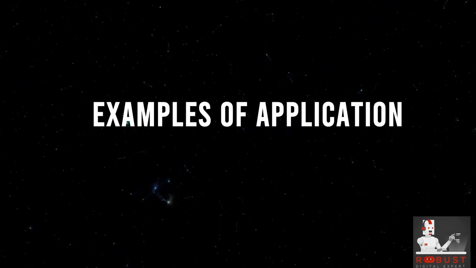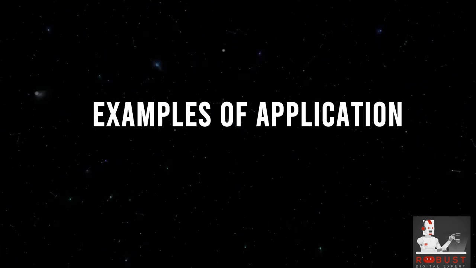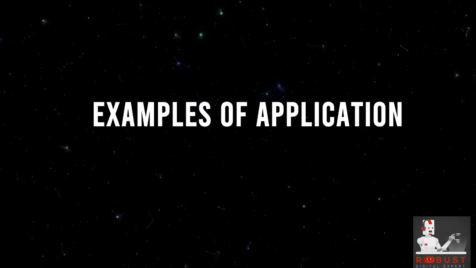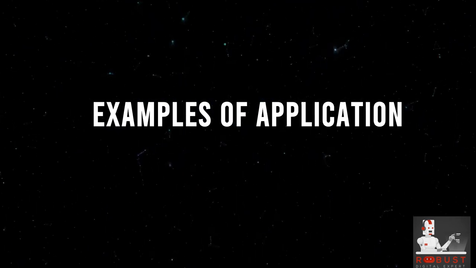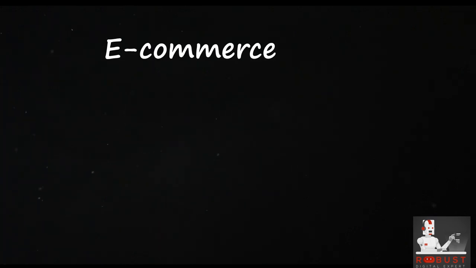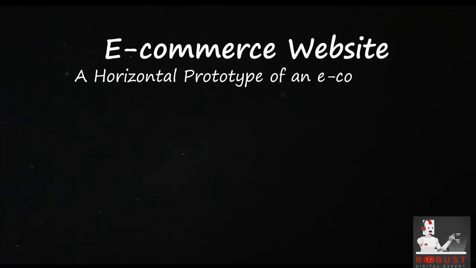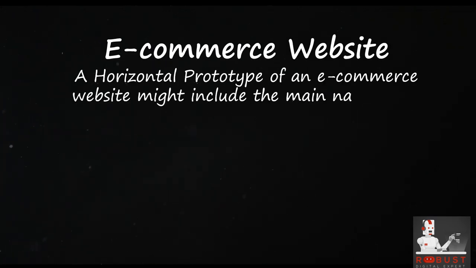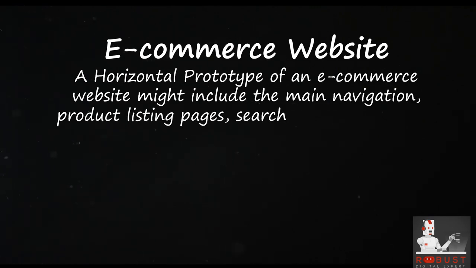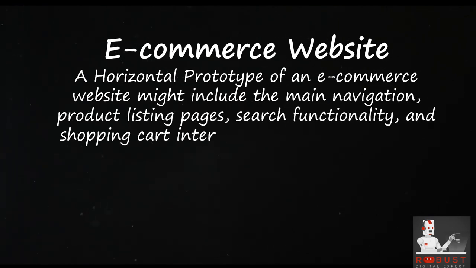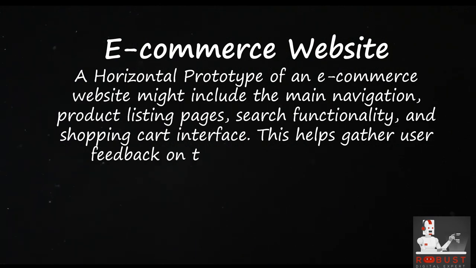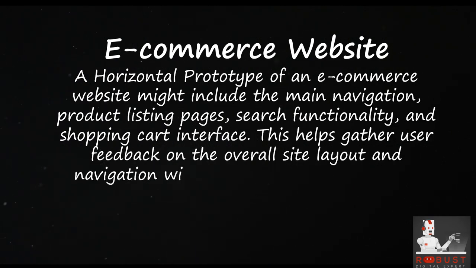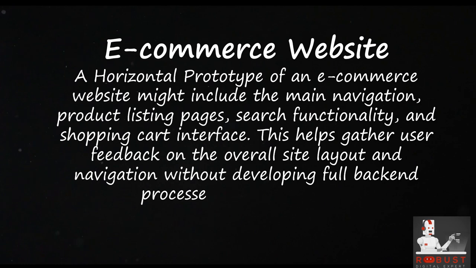Examples of application. E-commerce website. A horizontal prototype of an e-commerce website might include the main navigation, product listing pages, search functionality, and shopping cart interface. This helps gather user feedback on the overall site layout and navigation without developing full back-end processes for each feature.